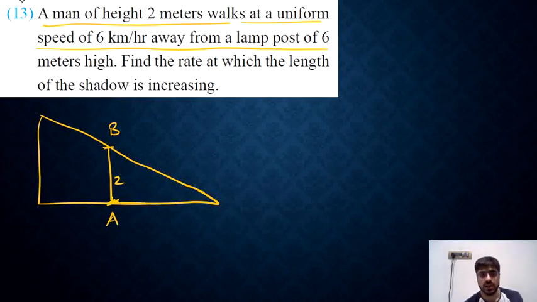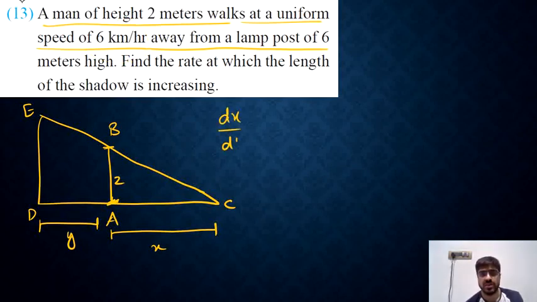So if I say this part is X, let's call this C, let's call it D, and let's call it E. So let's call this X and let's call this Y. He is walking at a speed of 6 kilometers per hour. So we are given dx by dt will be 6 kilometers per hour. Be very careful with the units, kilometers per hour and meters. I don't know if it will be used anywhere or not, but we need to be careful about it. The lamppost is 6 meters high. So this is the lamppost DE, which is 6 meters high.